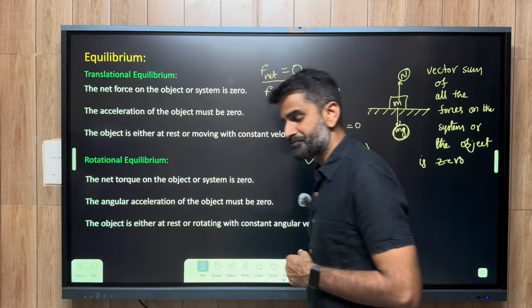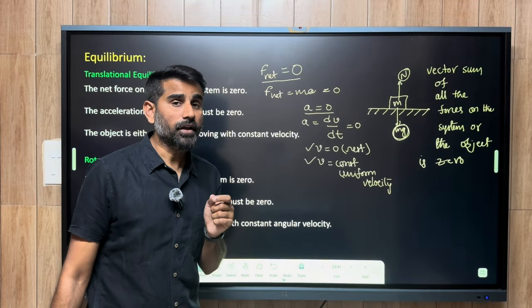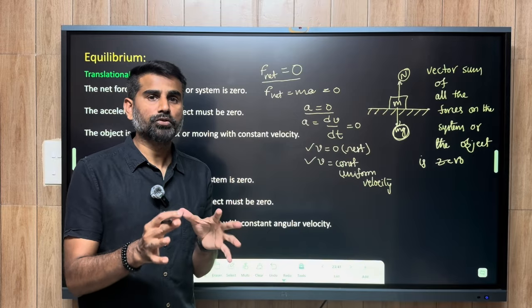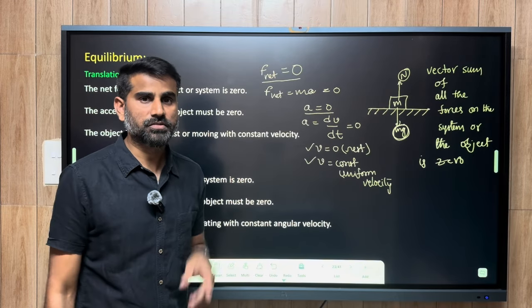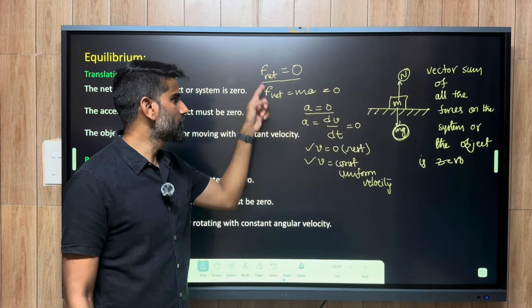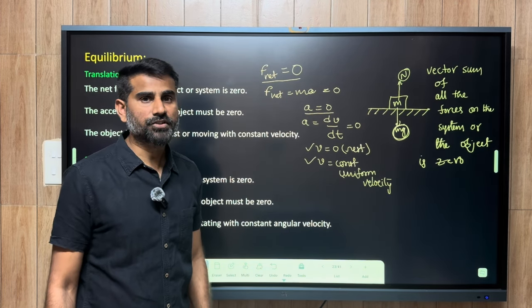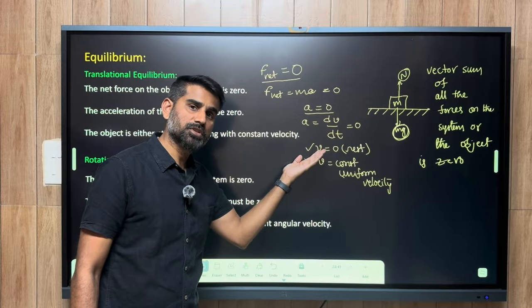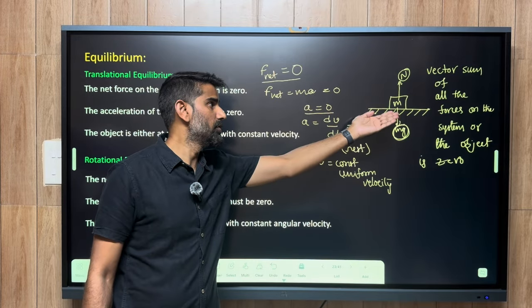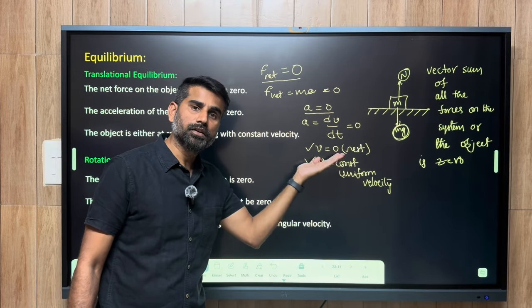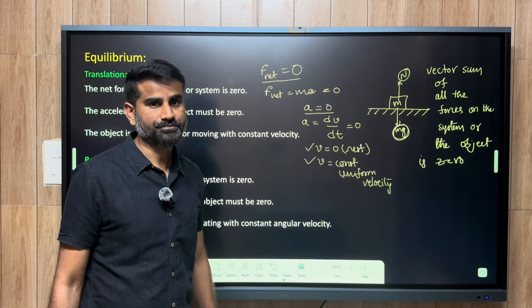It must be 0. Okay, so not individual forces are 0. The vector sum of all the forces must be equal to 0. Then only we say the net force on the system is 0. Then only we say the acceleration of the system is 0. If the acceleration of the system is 0, either the object is at rest, as per the discussion that we had here, or the object is moving at a constant velocity.